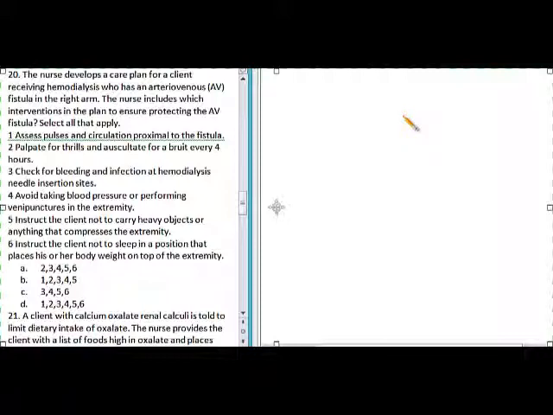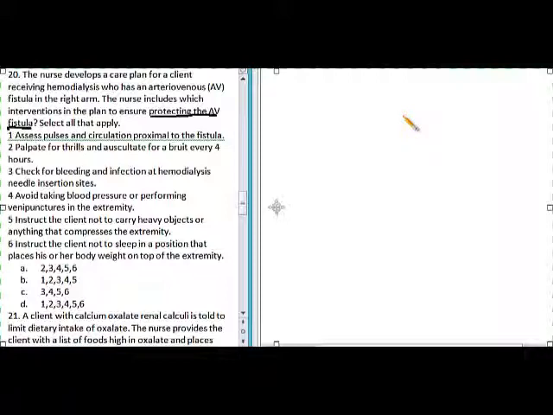Number 20. The nurse developed a care plan for a client receiving hemodialysis who has an arteriovenous fistula in the right arm. The nurse includes which interventions in the plan to ensure protecting the AV fistula? Select all that apply. So the issue here is you want to protect the AV fistula.